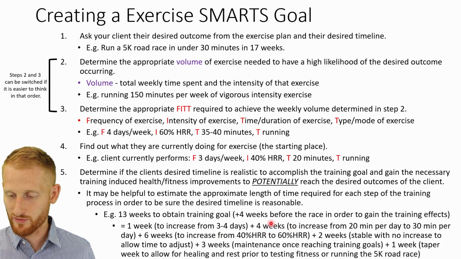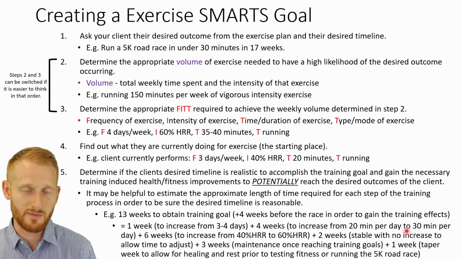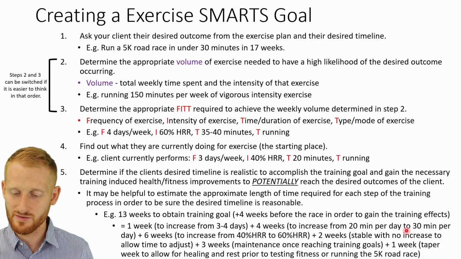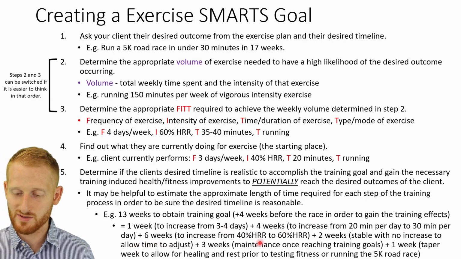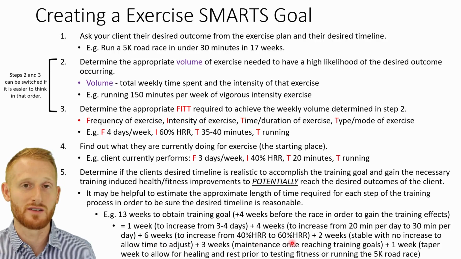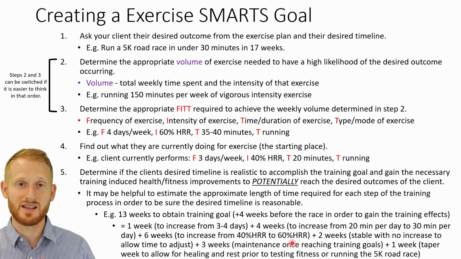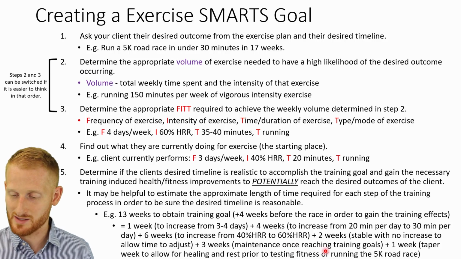Then for 4 weeks, maybe you'll slowly increase them from 20 minutes per day to 30 minutes per day. So you'll give yourself 4 weeks to do that. So now we're up to 5 weeks. Then you say, okay, maybe I need 6 weeks in order to get them from 40% of heart rate reserve to 60% of heart rate reserve. So boosting from moderate intensity exercise to vigorous intensity exercise.